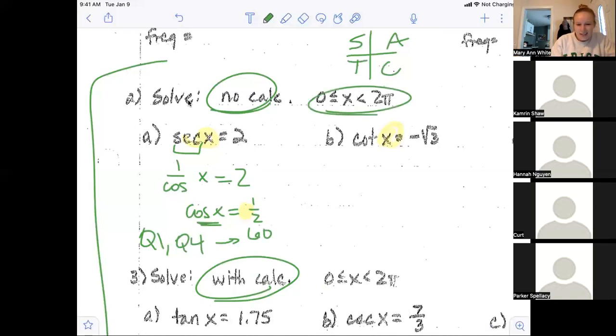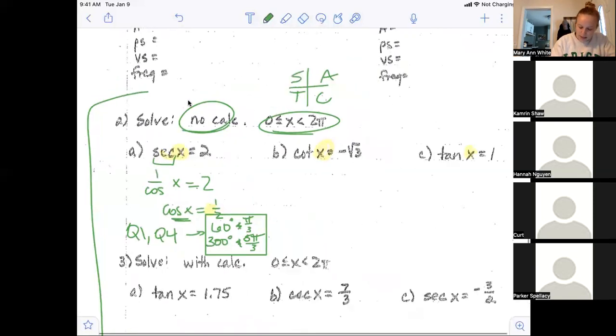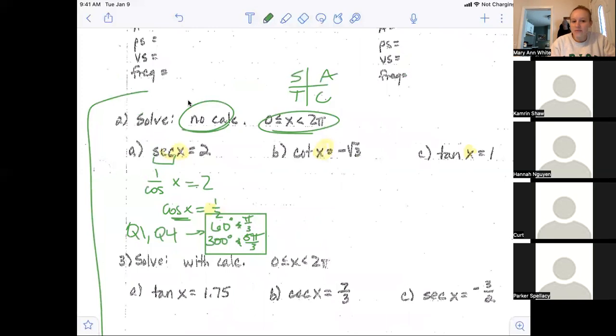And that is at 60. Or it asks us to give radians, so I'll do 60 and pi over 3. That's the corresponding radian. And in the 4th quadrant, the 60-degree angle is 300, and that's 5 pi over 3. So we've done this in a little different capacity. We're just looking at cotangents, tangents, and secants instead of just sines and cosines this time.